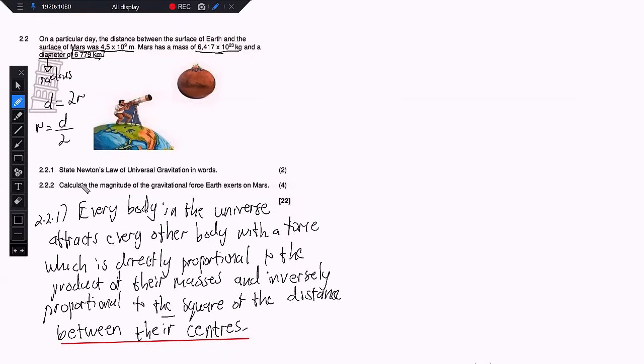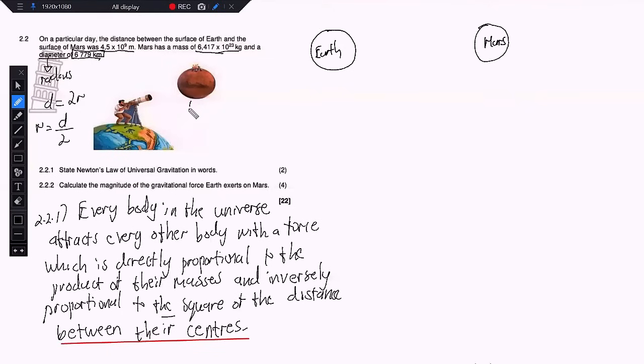Now, 2.2.1 says, calculate the magnitude of the gravitational force Earth exerts on Mars. Now, this is Earth. And as we understand, the circumference here represents the surface of the Earth. And then right here we have Mars, right? Now, this distance that we are given here is the diameter of what? Of Mars.